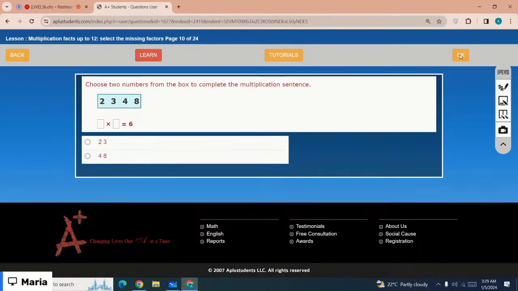Choose two numbers from the box to complete the multiplication sentence. Which two numbers have the product 6, which is the correct option?